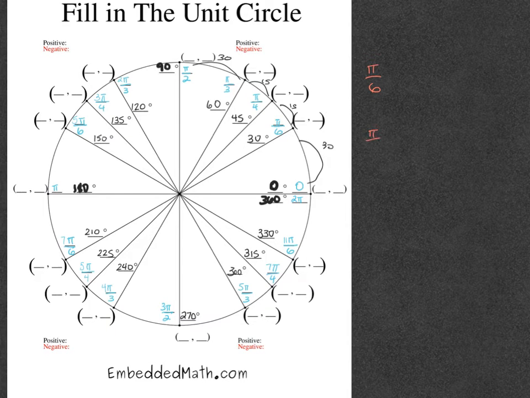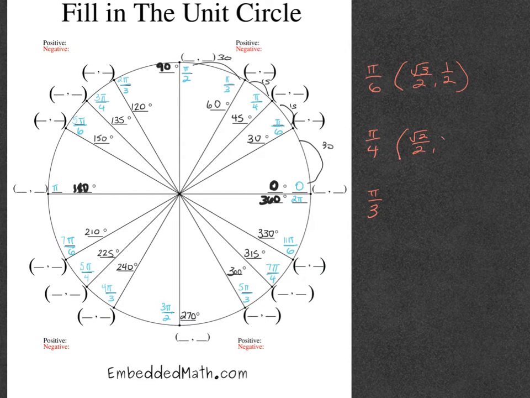Every pi over 3, let me go in order. Every pi over 4 has the same one, and every pi over 3 has the same one. Again, what changes is the positive and negative on it, okay? The pi over 6's are root 3 over 2 and 1/2. I think it helps me because 3 times 2 gives me 6, so I know that 3 comes first. Pi over 4, they're the same.